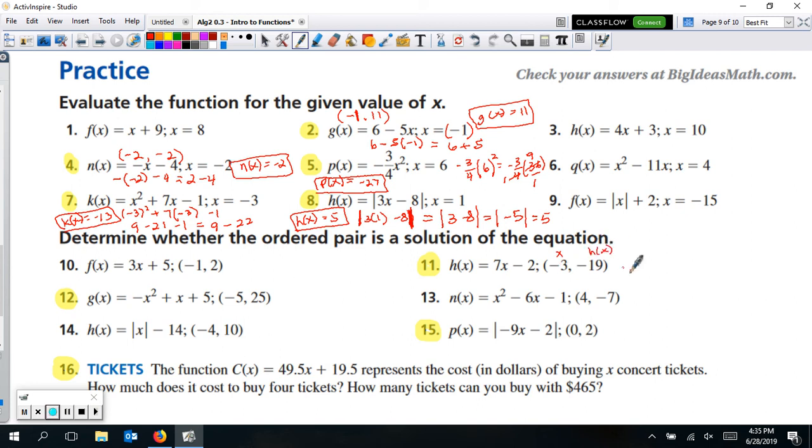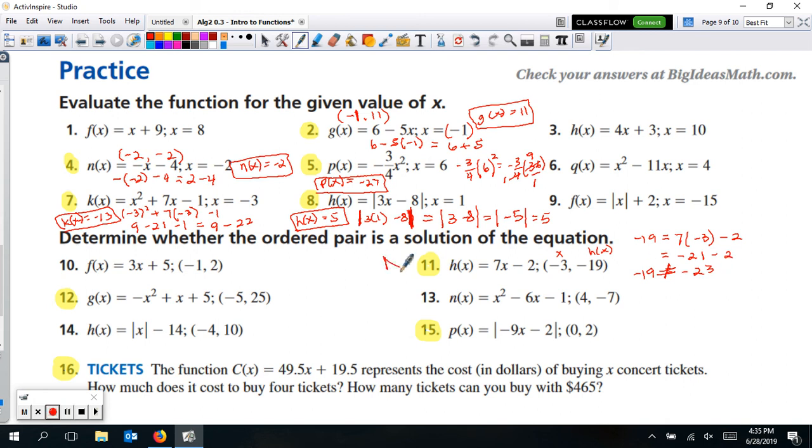So it's going to be negative 19 equals, because it was h of x equals, 7 times, I'll put in parentheses my x here, negative 3, minus 2. So we just got to do this side and see, does it equal negative 19? So 7 times negative 3 is negative 21, minus 2, that's going to give us negative 23, which is not the same thing. So if I put 19 right here, put a slash through my equal sign, it doesn't equal. So this one would definitely be a no. That is not a solution.